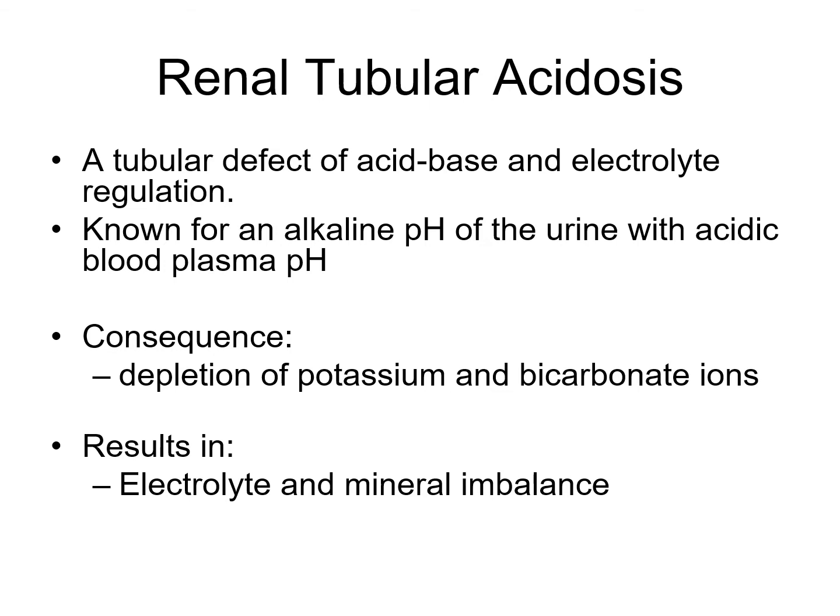A defect in the renal tubules may also lead to acid-base imbalance or electrolyte disorders. The urine will be characterized by alkaline pH with acidic blood or plasma pH. The consequence of this would be depletion of potassium and bicarbonate ions. That means the tubules are going to remove these ions from the filtrate, and this will result in an imbalance in the electrolytes and minerals in the blood.